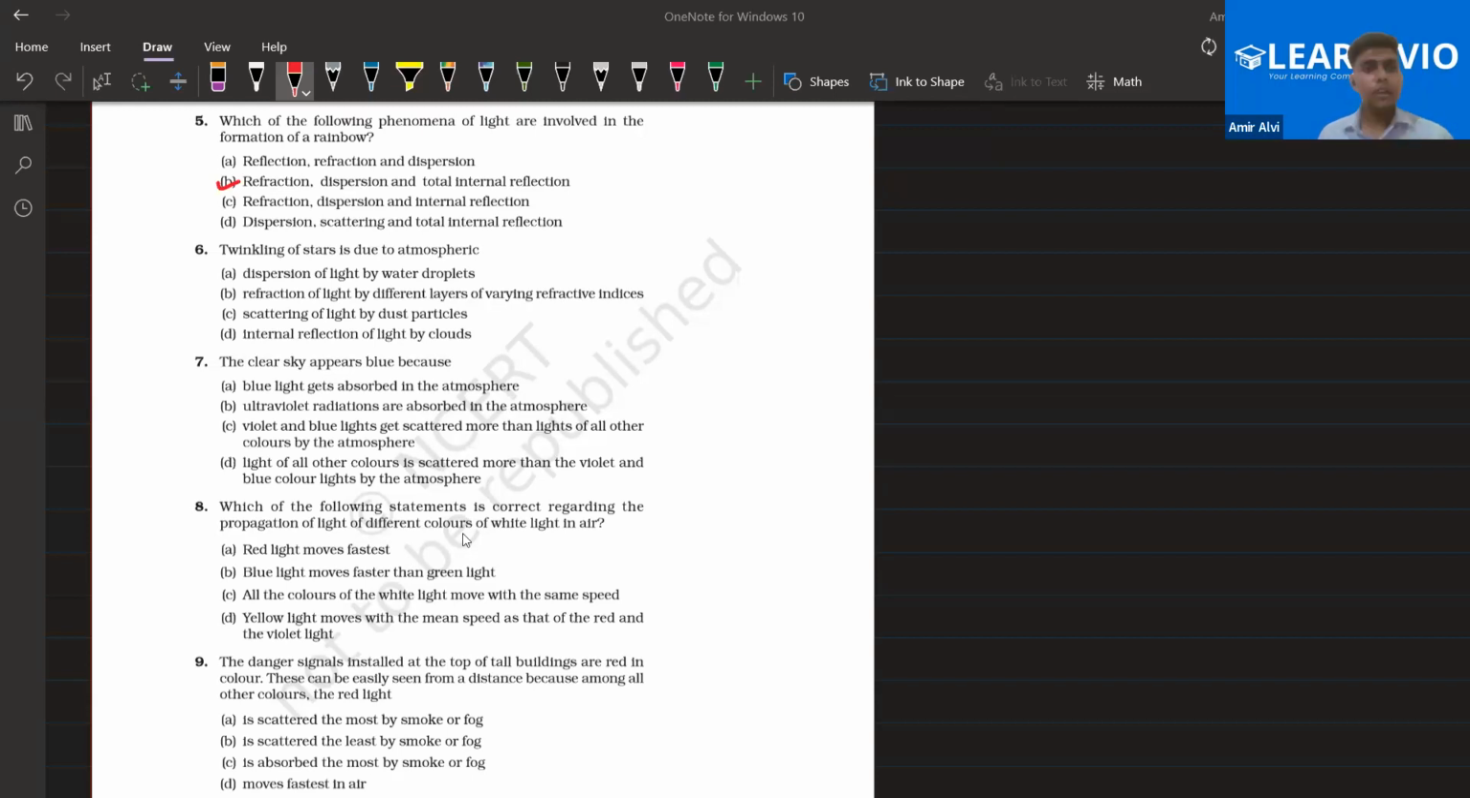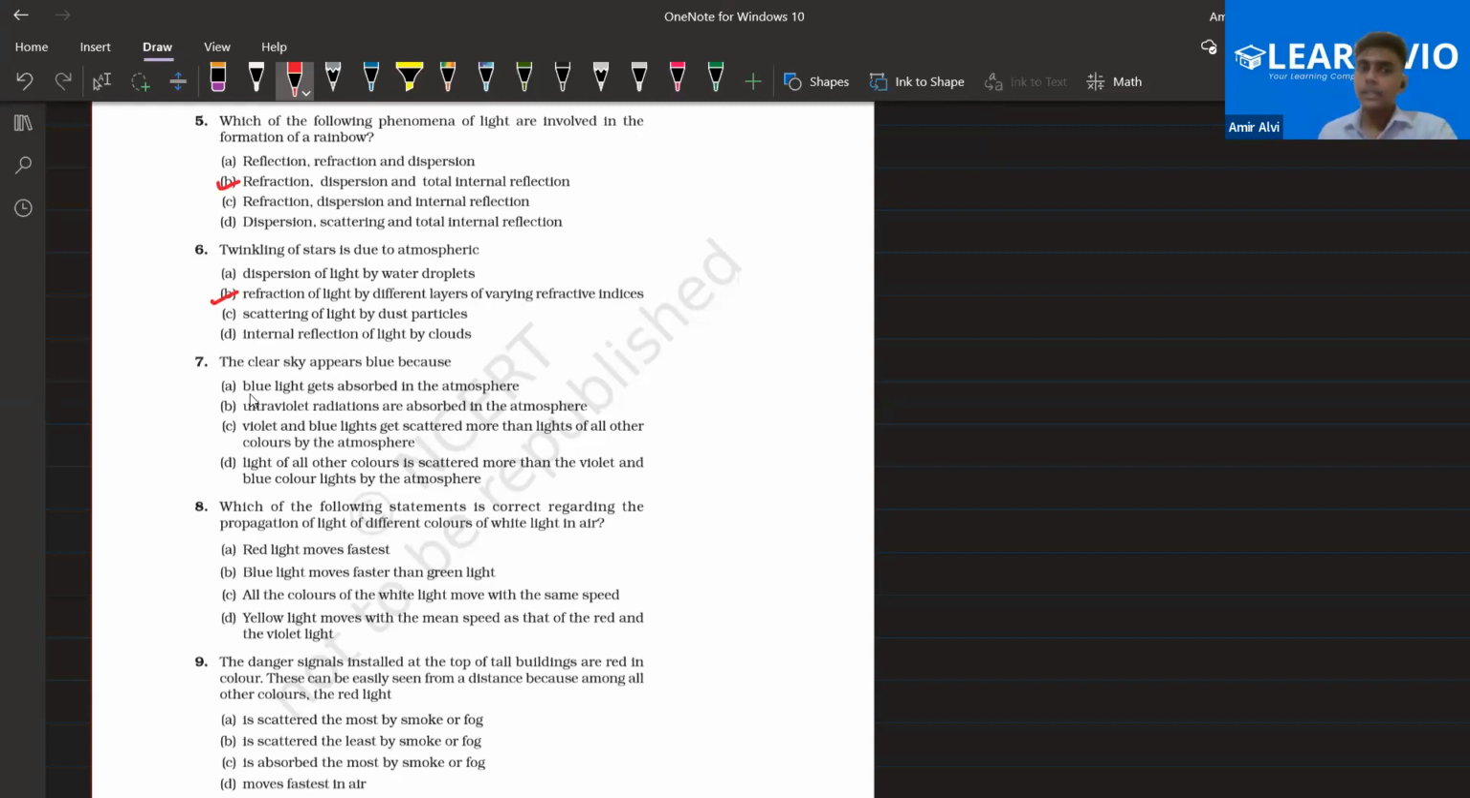So what I was saying, atmospheric refraction. We have discussed that atmospheric refraction is due to the multiple different densities of the atmosphere, right? When the light travels through different atmospheric layers, it will refract towards the normal, right? So it will be the B option, because dispersion is not the case, scattering or internal reflection is not the case. The only thing is the atmospheric refraction of light by different layers of varying refractive indexes.